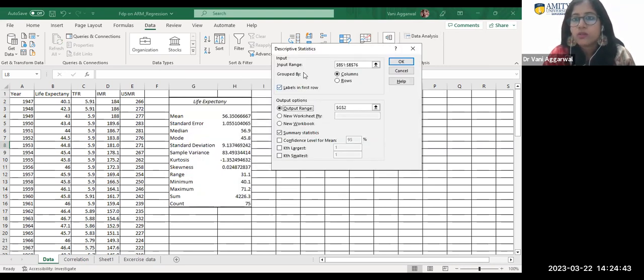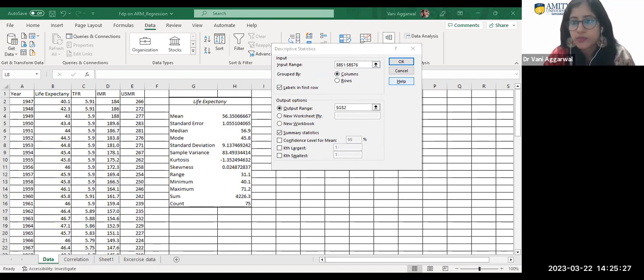Now under input range, you select the series for which you want the descriptive statistics. Now I want the descriptive statistics of life expectancy. If you want the descriptive statistics of infant mortality rate or under 5 mortality rate, that depends on you. So this is your input range: you select from the first cell, life expectancy, till the end, as I did. B1 is life expectancy, B76 is the last.